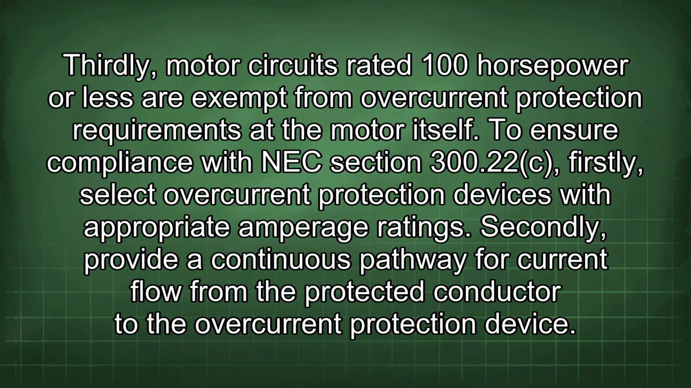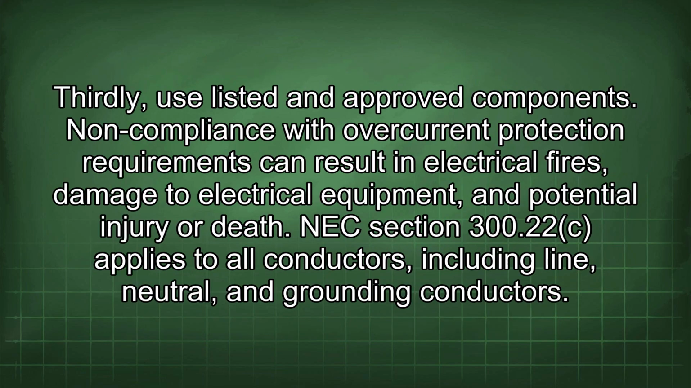To ensure compliance with NEC Section 300.22, firstly, select overcurrent protection devices with appropriate amperage ratings. Secondly, provide a continuous pathway for current flow from the protected conductor to the overcurrent protection device. Thirdly, use listed and approved components. Non-compliance with overcurrent protection requirements can result in electrical fires, damage to electrical equipment, and potential injury or death.